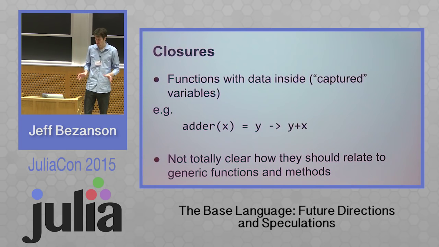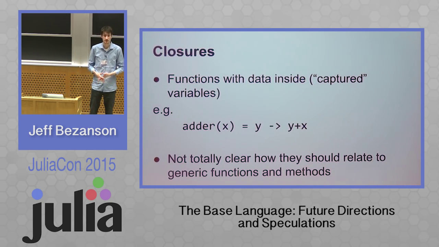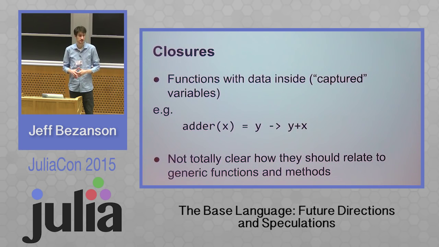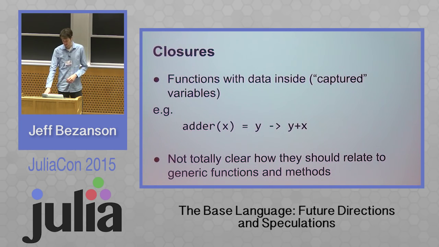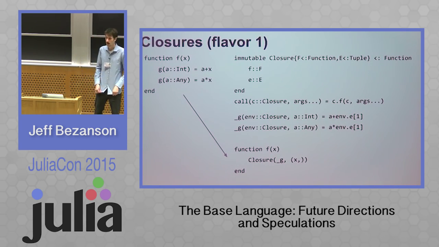But it's not 100% clear how this kind of thing relates to generic functions and methods. It clearly is related, and there are many ways you can imagine slicing it and designing it, but there's a bit of a design space to explore. So we need to figure out exactly what we want to do and have a very, very good answer for how this relates to the rest of the function system. So here are some example designs. I have basically two.